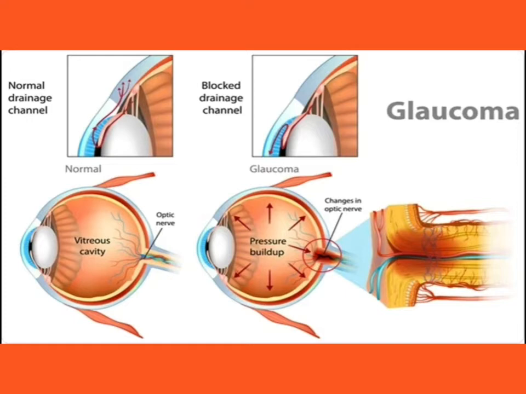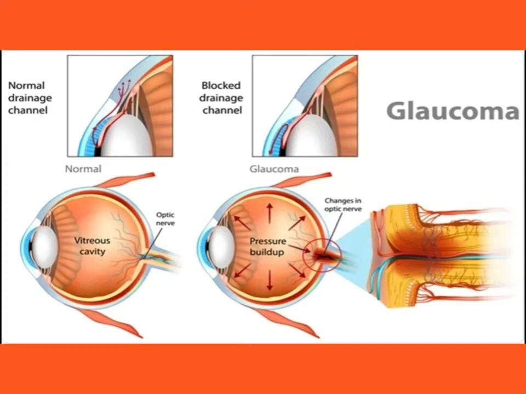Here it is shown how aqueous is produced from the ciliary process and how it drains out. In our eye there are two types of media liquid. One is vitreous humor, another is aqueous humor. Vitreous humor is in the posterior portion of the eye. It is like a jelly which does not have any production. But aqueous humor is produced from the ciliary process, goes to the anterior chamber, moves to the trabecular meshwork and drains out through the trabecular meshwork and Schlemm's canal.